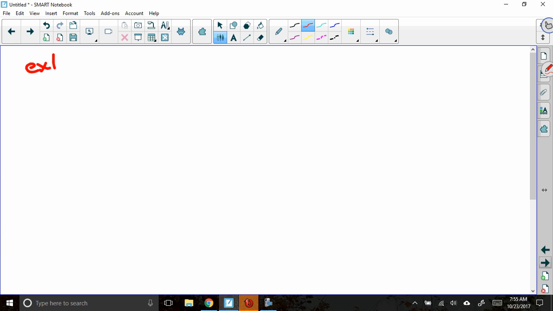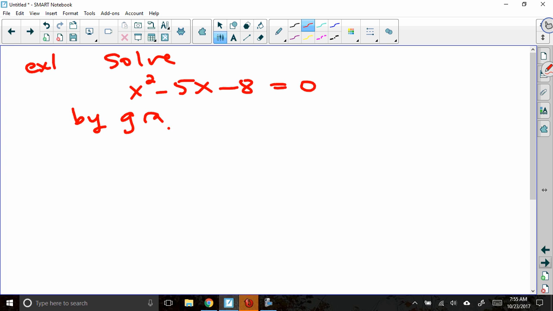Example 1: solve x squared minus 5x minus 8 equals 0 by graphing. So first things first, this is an equation. It's not a function, so we might want to have an understanding of how we could write this as a function. Anybody have any ideas what this would look like as a function?